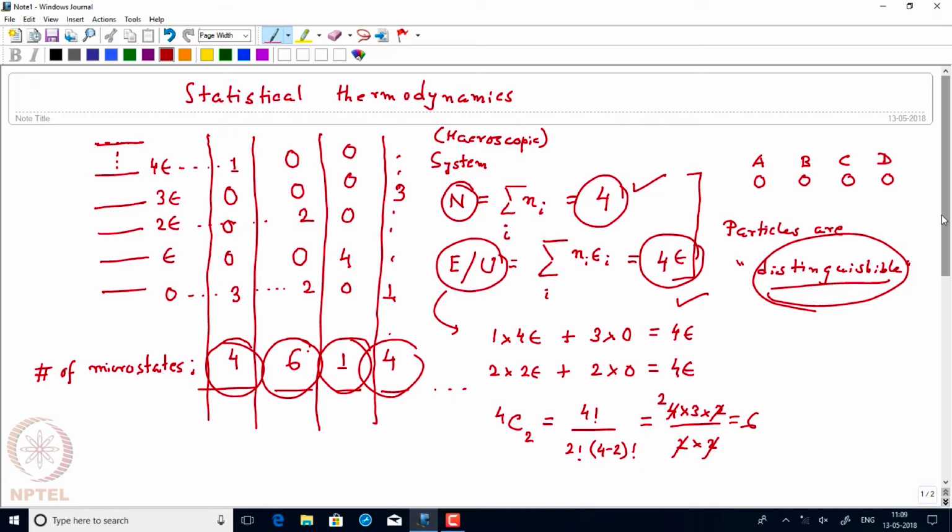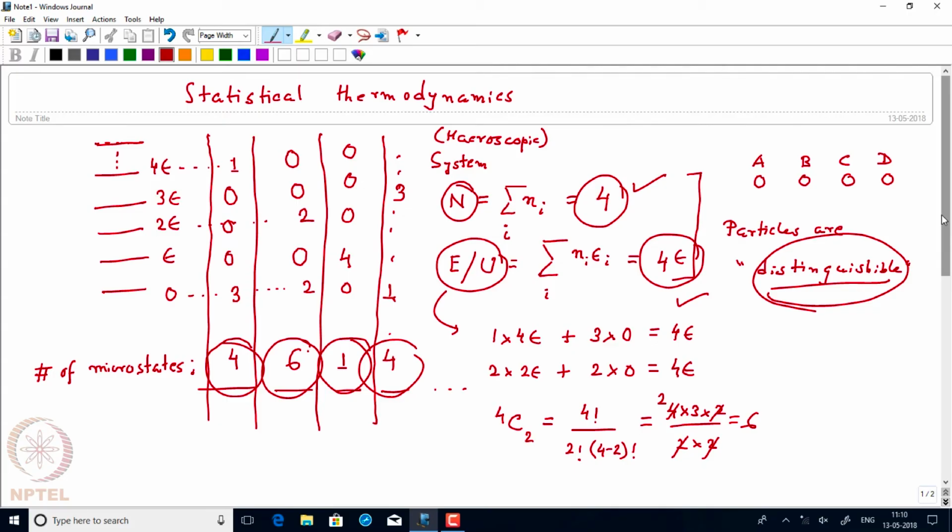Then I come back and do the measurement again. Suppose I again find something like distribution 1, with particle C in energy level 4 epsilon and all others in 0. This means the macroscopic system at different times is going through different microstates. At an instant it has a particular microstate, but this microstate is changing, so the system is time evolving.